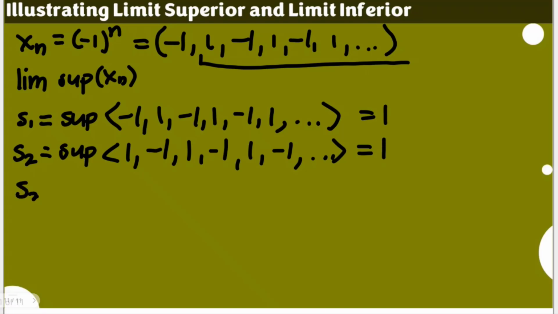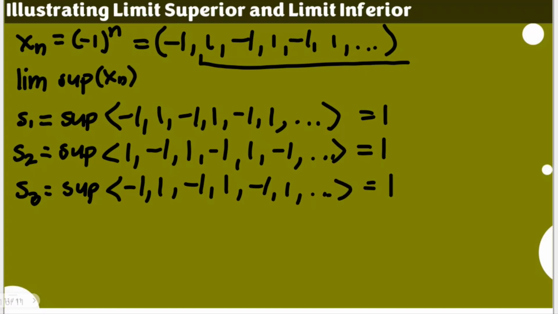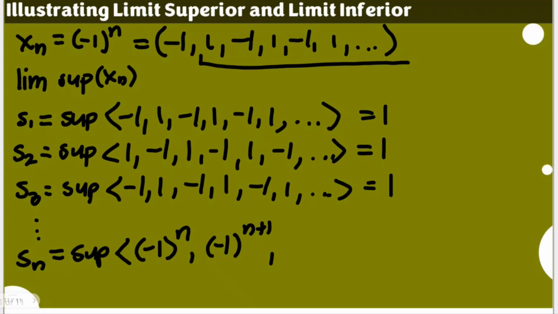If you have the third, starting with the third element, negative 1, 1, negative 1, 1, negative 1, and 1, so on and so forth, you will have also 1. If you're going to continue this to your S sub n, and the supremum of all of that is, of course, you will have here negative 1 raised to the power of n, negative 1 raised to the power of n plus 1, negative 1 raised to the power n plus 2, and so on and so forth. Still equal to 1 because whatever will be the value of n here, it will just be alternating.